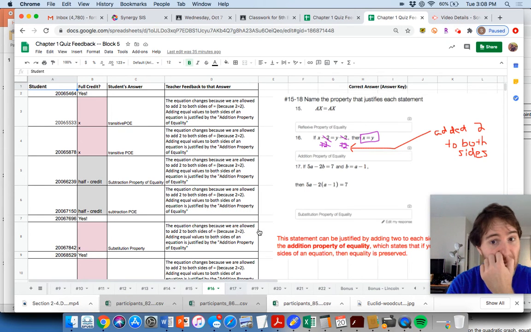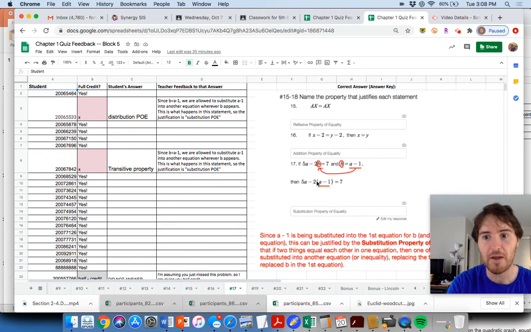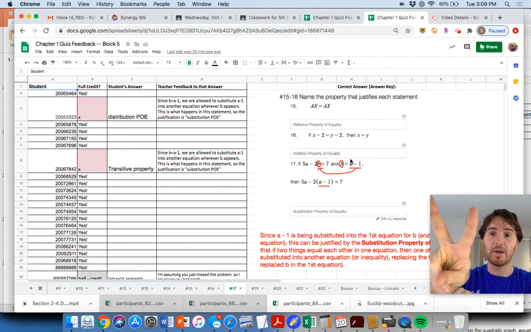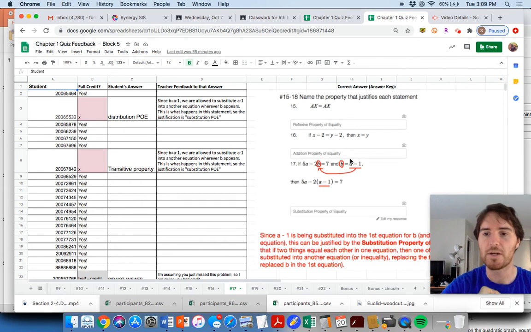Next one up here, we have this one. Some people got confused by the parentheses there. They said distributive, but nothing's distributing here, right? We didn't distribute the -2 to the a and the -1 to make -2a plus 2. No, we haven't done that here. When you see parentheses, it's likely something got substituted in for another thing. So here we started with 2 equations and we combined them into one. We noticed that part of the left side equaled something else, and we substituted in what that part was equal to.